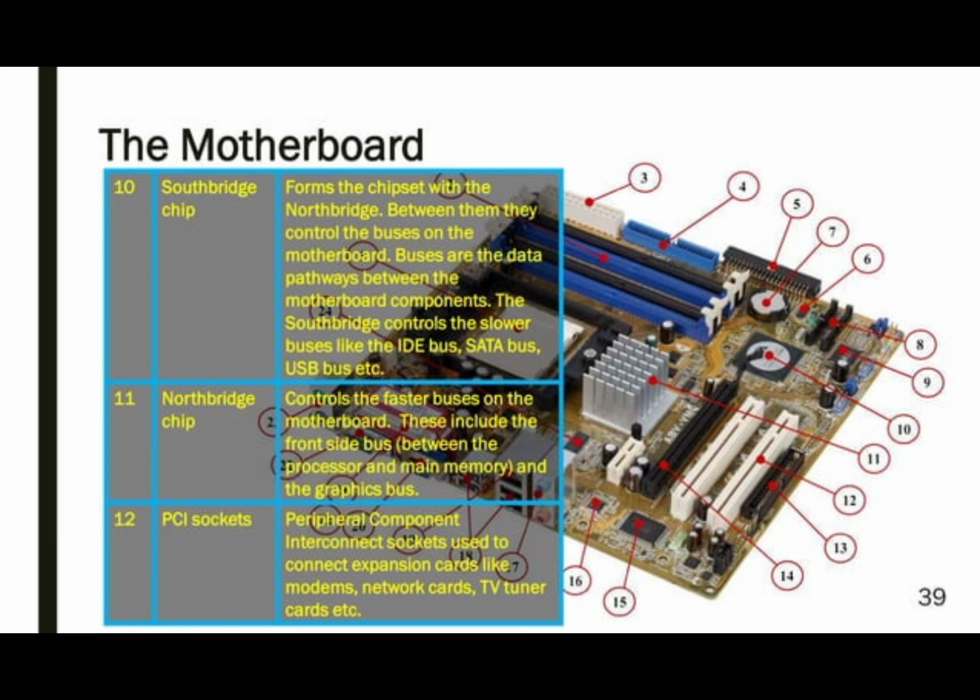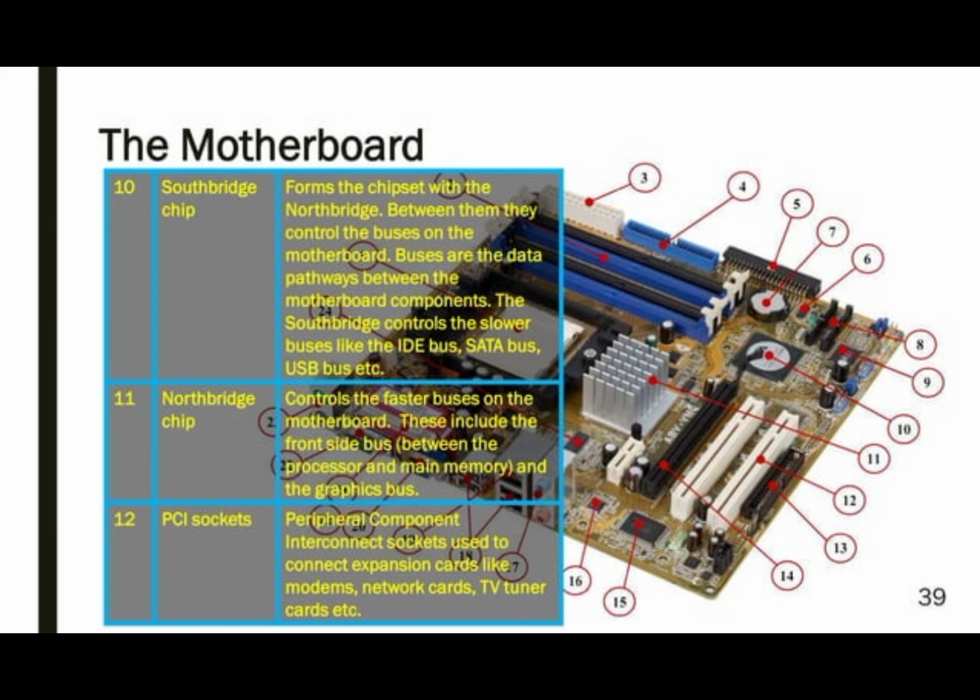Number 10. Southbridge chip. Forms the chipset with the northbridge between them. They control the buses on the motherboard. Buses are the data pathways between the motherboard components. The southbridge controls the slower buses like the IDE bus, SATA bus, USB bus, etc.